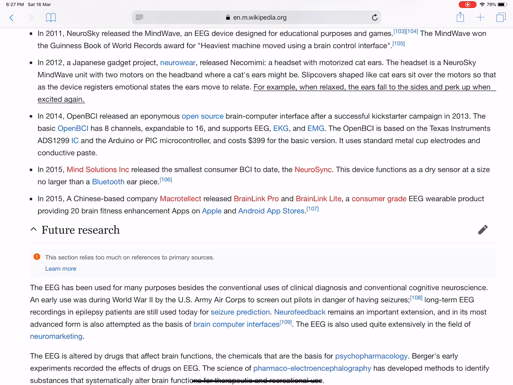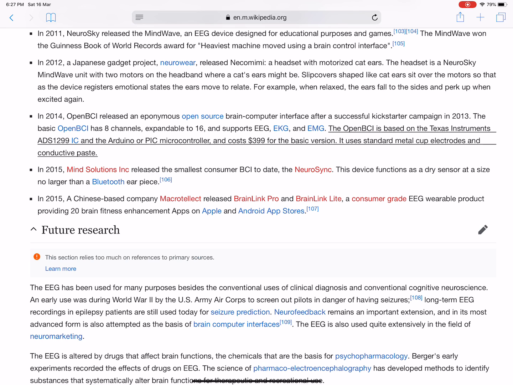In 2014, OpenBCI released an open-source brain-computer interface after a successful Kickstarter campaign in 2013. The basic OpenBCI has eight channels, expandable to sixteen, and supports EEG, EKG, and EMG. The OpenBCI is based on the Texas Instruments ADS1299 IC and the Arduino or PIC microcontroller, and costs $399 for the basic version. It uses standard metal cup electrodes and conductive paste.